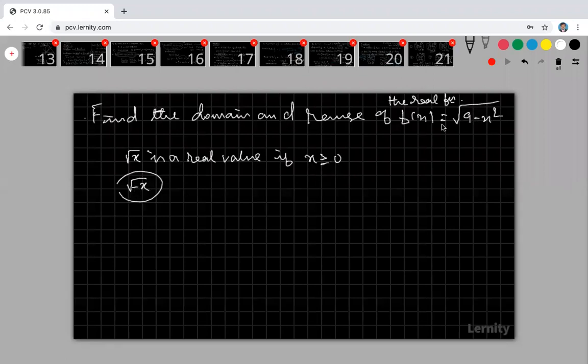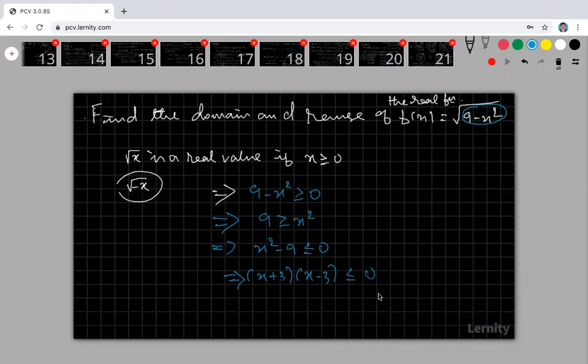Which implies, look at that, in place of x, what I have is 9 minus x square. So therefore my 9 minus x square is greater than or equal to 0. That means 9 is greater than or equal to x square, or otherwise x square minus 9 is less than or equal to 0. This can be written as x plus 3, x minus 3 less than or equal to 0. Okay, right. What about this one?